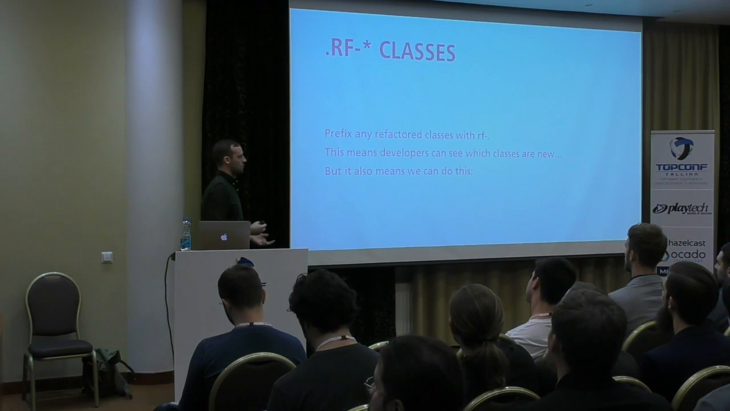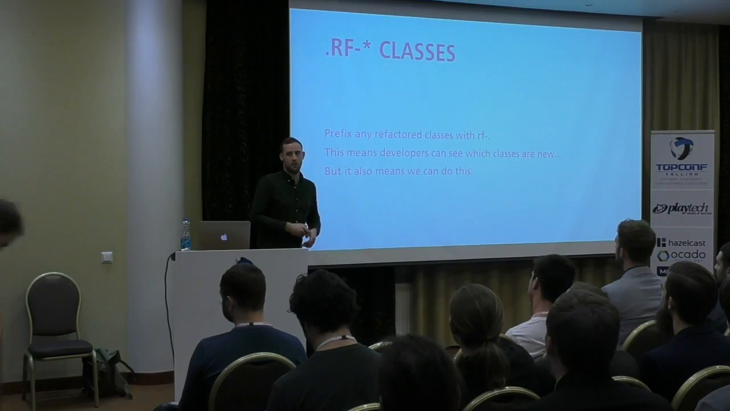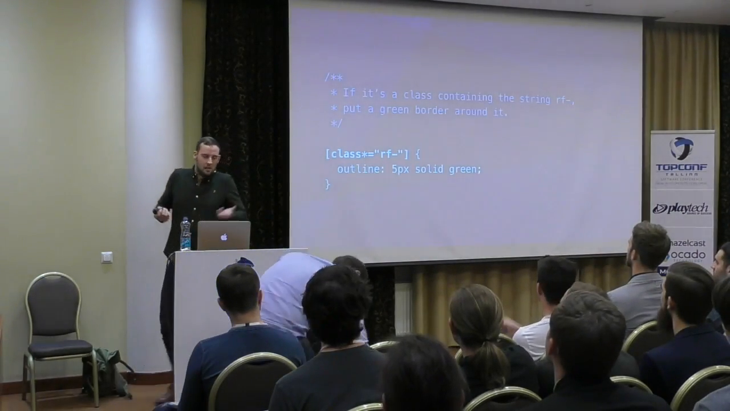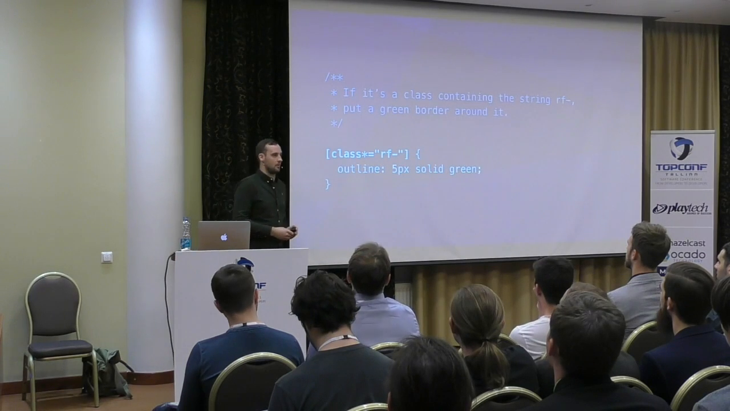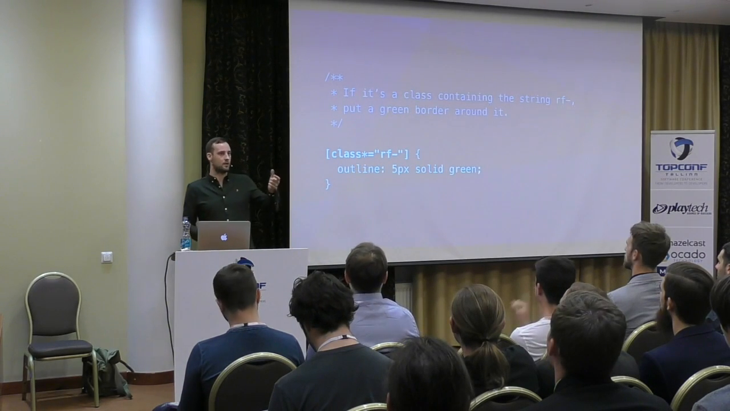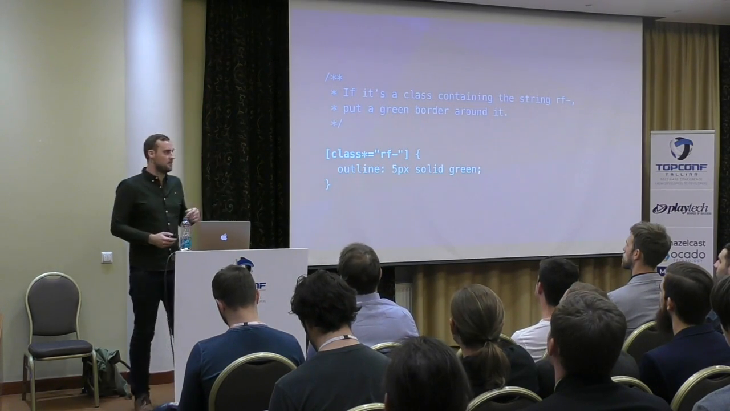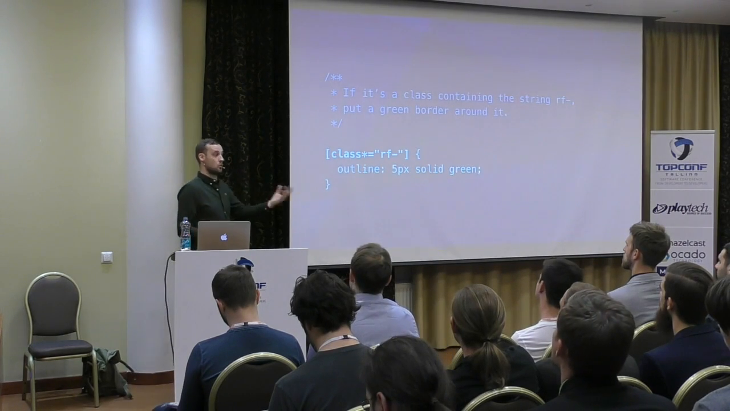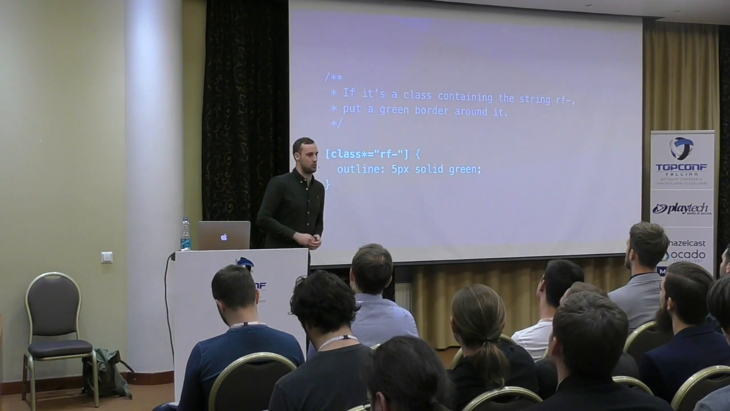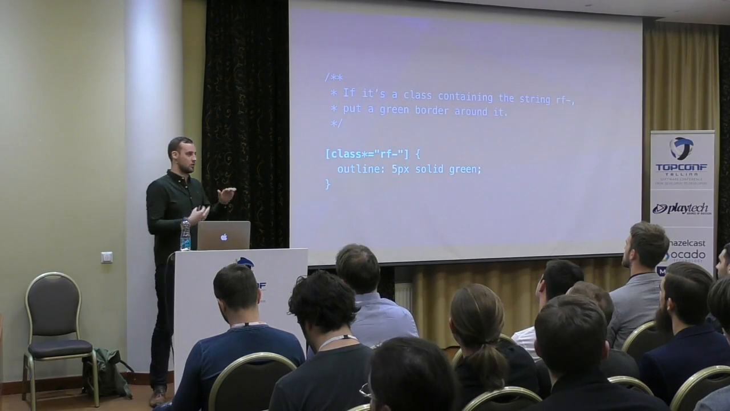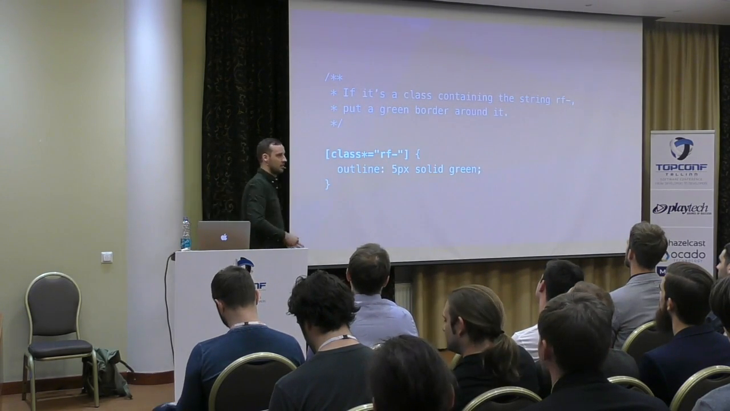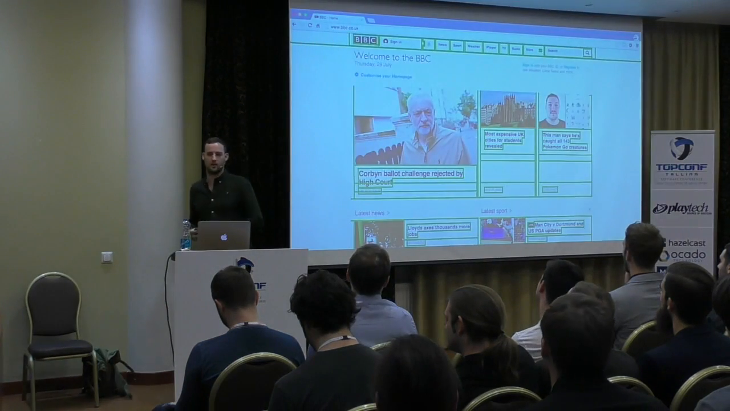But it also means that we can do things a little more automagically. We could write a selector like this. If a class contains RF hyphen, stick a green border around it. We could hide this behind a config switch in our Sass. And that means that we can get a visual health check, a visual overview of how well the refactoring project's going. Instead of having to look through lines of code to see what's been refactored or checking Jira tickets, we can just turn this on and click through the site.